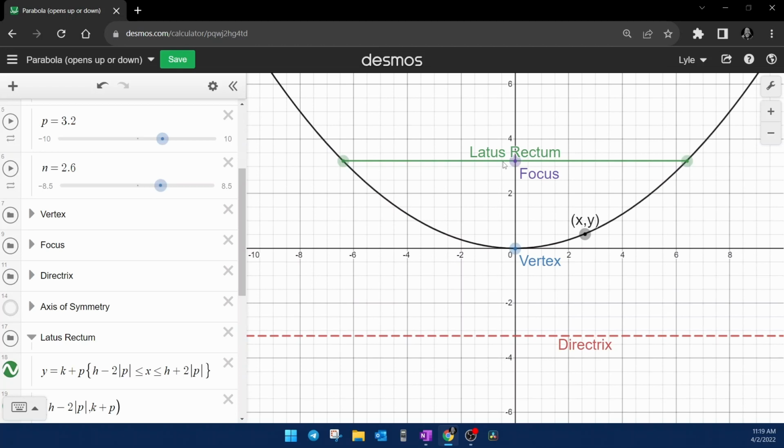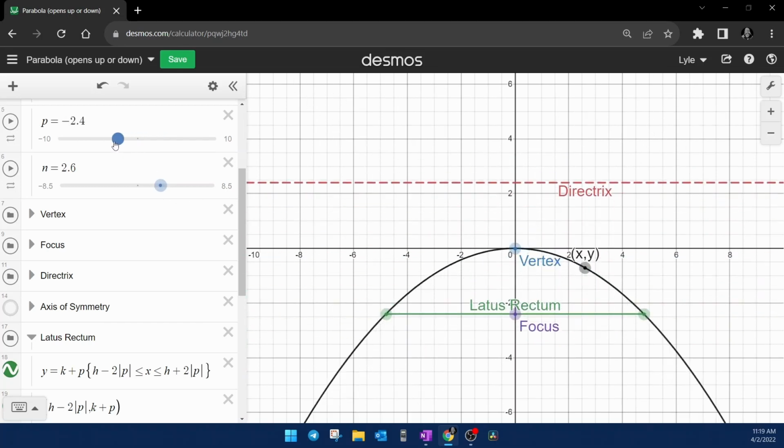So what is special about that? Well, the latus rectum is always perpendicular to the axis of symmetry. It will always be parallel to the directrix, and it contains the endpoints of the parabola that are at the same height as the focus. So even if p goes negative, you're going to see the latus rectum again going from side to side on the parabola, always through the focus, perpendicular to the axis of symmetry, parallel to the directrix.